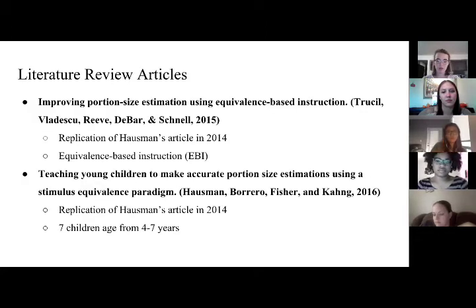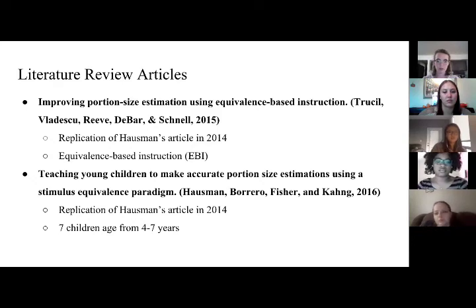The second article is Improving Portion Size Estimation Using Equivalence-Based Instruction by Chu, Xiu and colleagues, 2015. The purpose of this study was to replicate Hausman's article in 2014 to evaluate the effects of EBI. They addressed the same issue. They used the same intervention to teach 3 graduate students to accurately estimate different portion sizes of foods. The result in this study shows that the intervention was effective on teaching individuals to estimate portion size accurately.